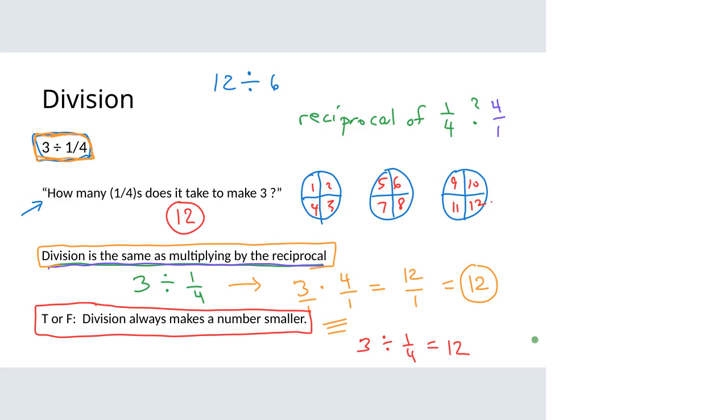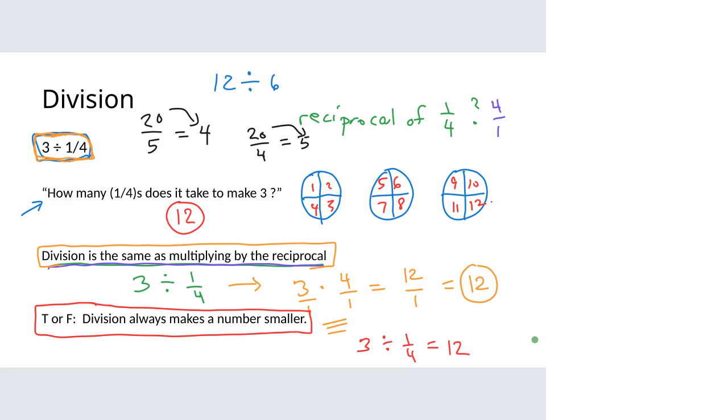Now this question, division always makes a number smaller. If I have 20 divided by 5, my answer is 4. Sure enough, the number got smaller. I started with 20, now I have 4. If I have 20 divided by 4, my answer is 5. Sure enough, the 20 got smaller.